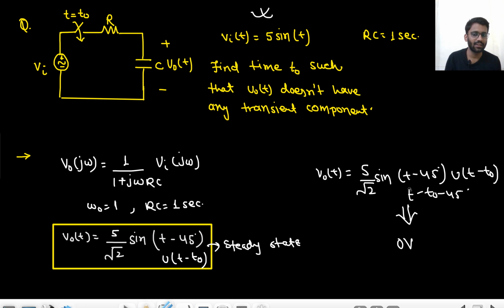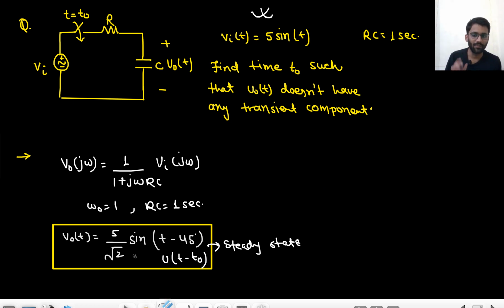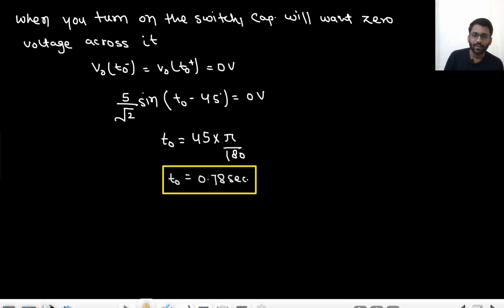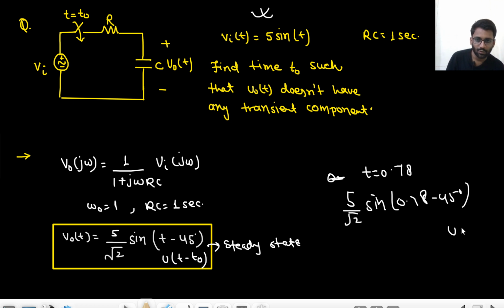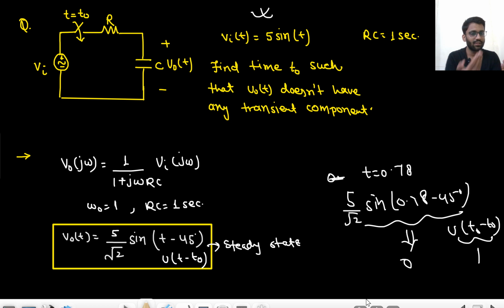When I saw this steady state response, I got to know that at t equals t naught, what is my t naught? That is 0.78. So if I put t equals 0.78 in this equation, 5 by root 2 sine (0.78 minus 45 degree) u of (t minus t naught), this will be simply 1, and this function will be 0. So at t equals t naught, I am having zero output voltage, and this is what I want. So there is no need of adding any transient.